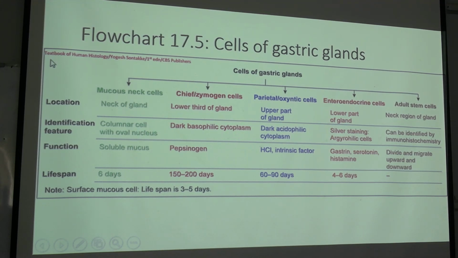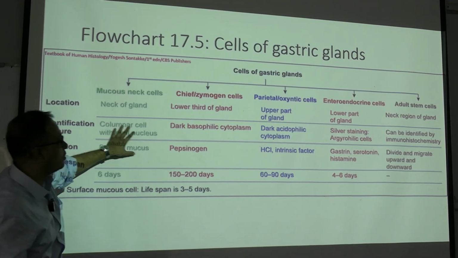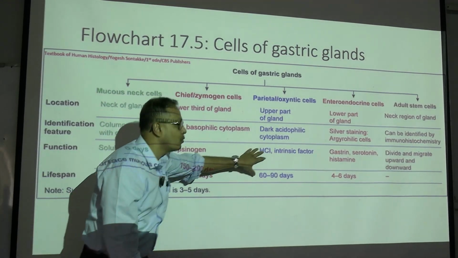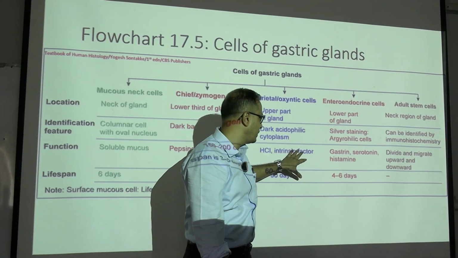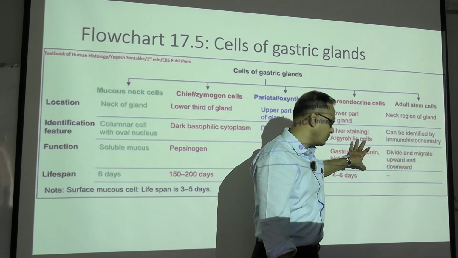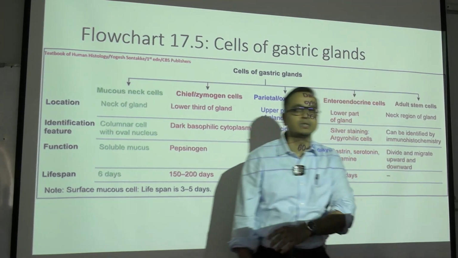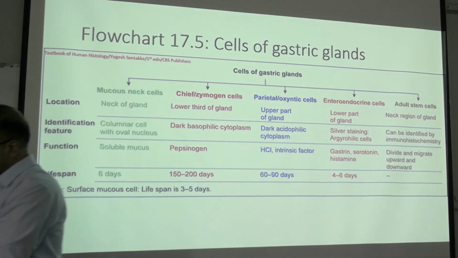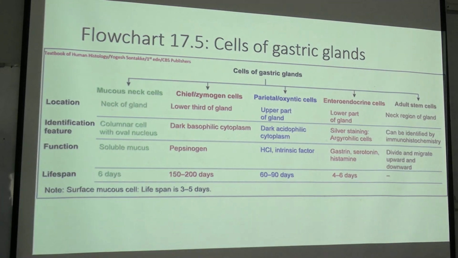This is our exam question. In theory questions we ask: describe a schematic picture of the gastric glands and narrate the different types of cells present, with the functional aspect of how they are producing. You have to know what the mucus is doing, how pepsinogen is functioning, what the HCl and intrinsic factor are doing, what gastrin and serotonin are doing, and the stem cell functions. So you have to narrow it down to these particular regions of the gastric glands.